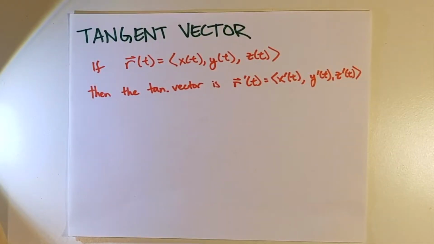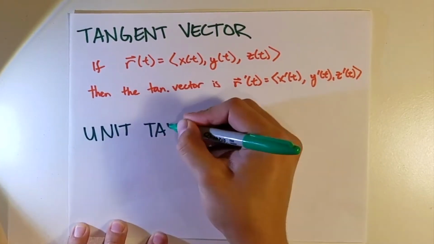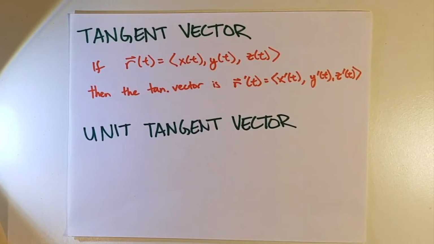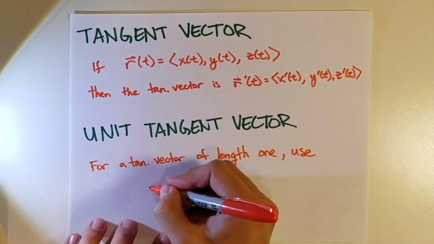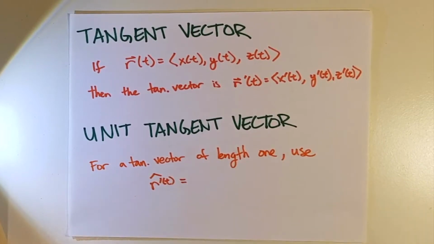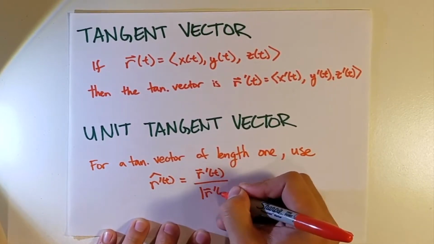Now that we have our tangent vector, how can we find the vector going in that direction but of length 1? This introduces the unit tangent vector, and this directly comes from the unit vector discussed in episode 2. We divide the tangent vector by its length to get the unit tangent vector.